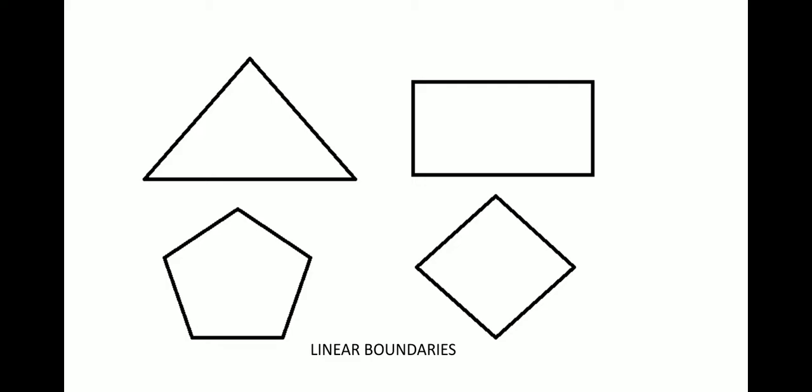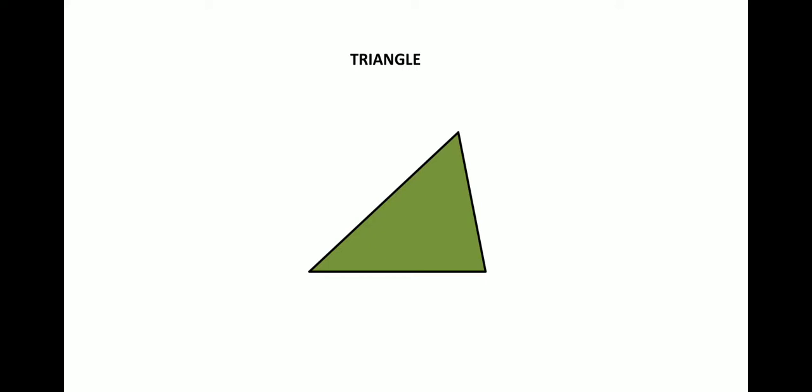So one with the linear boundaries over here, the first figure is a triangle, where the figure has three sides, these are the three sides, and there are three angles formed. Okay, this angle, this angle and this angle, which makes it called a triangle. So a triangle is a figure of three sides which forms three angles.